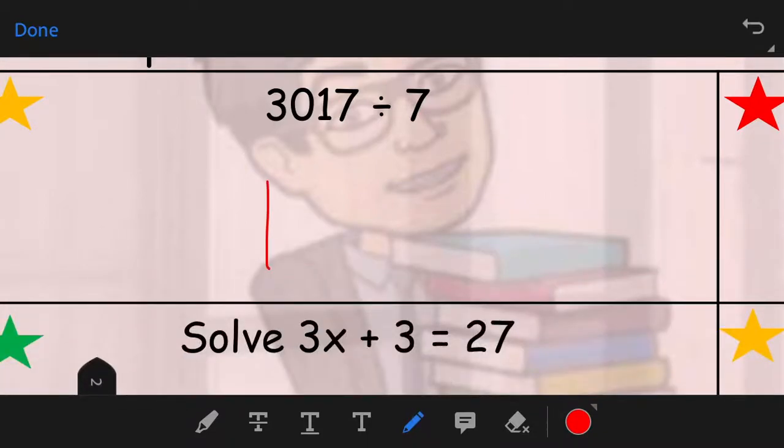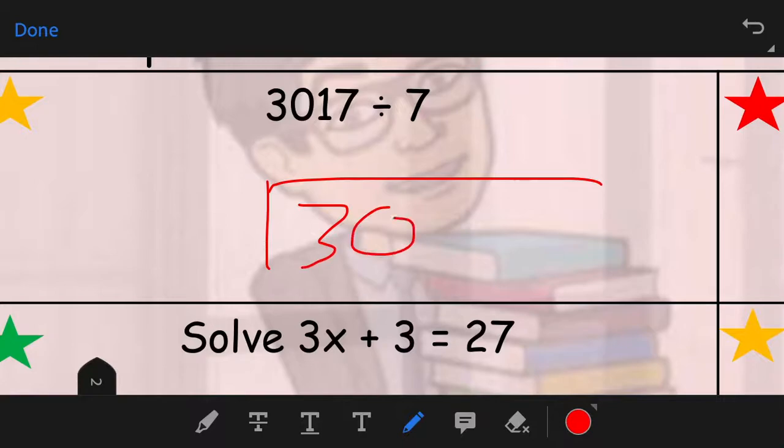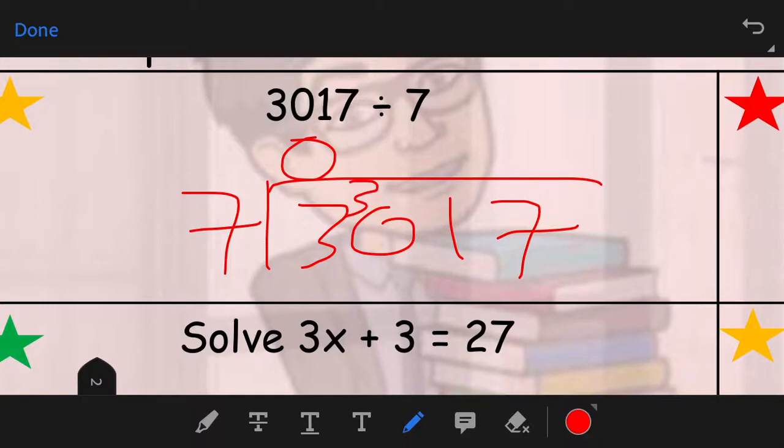Okay, I got 3017 divided by 7. 7 doesn't go into 3, so 0, carry over the 3. 7 goes into 34 4 times, remainder 2. 7 goes into 21 3 times. 7 goes into 7 once. So my answer is 4,431.